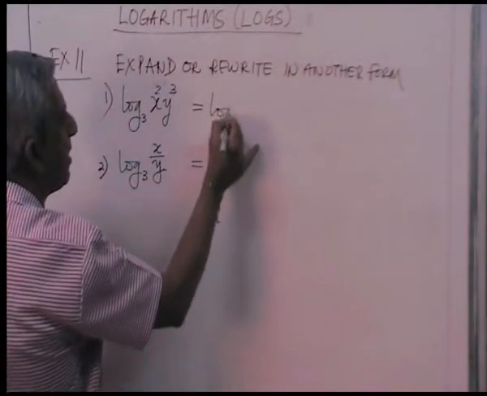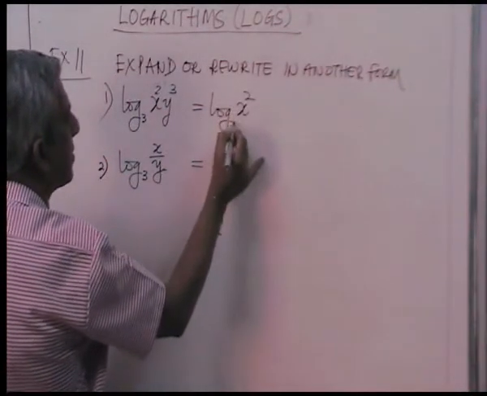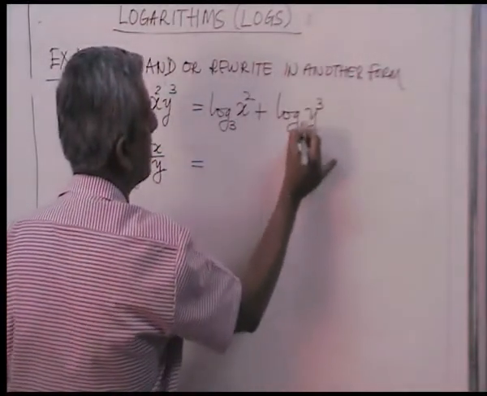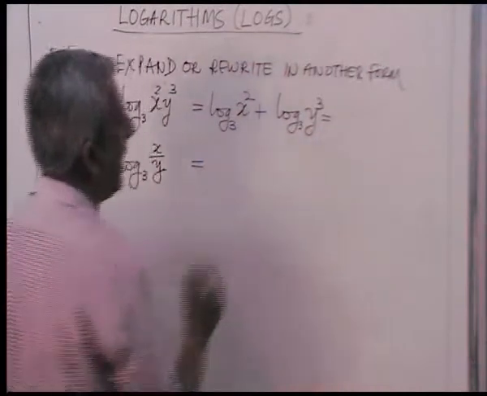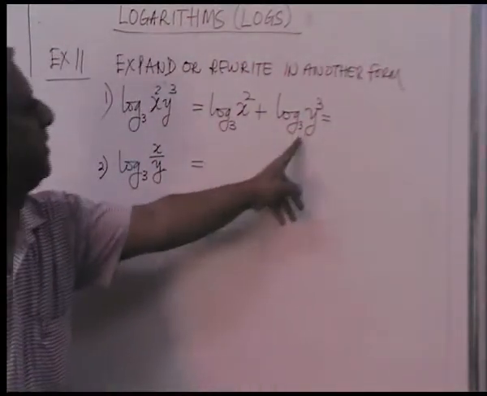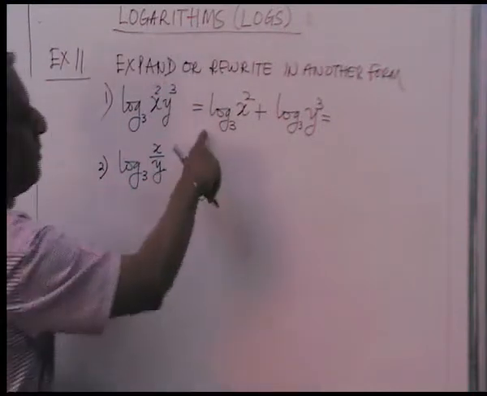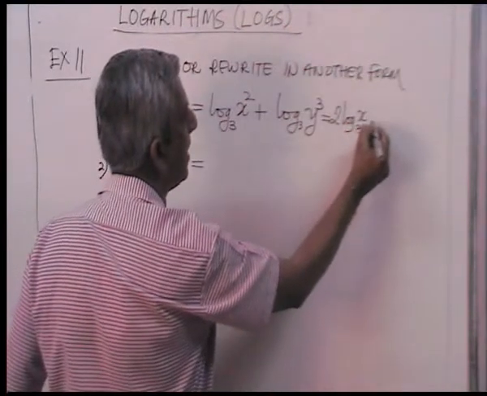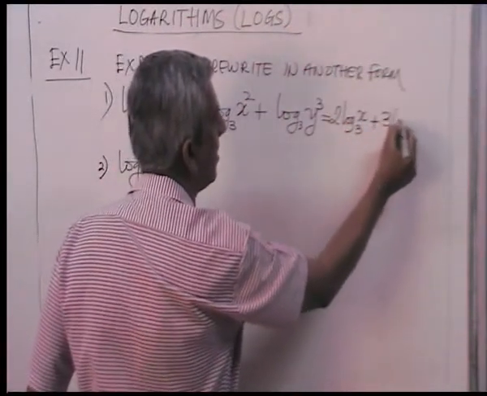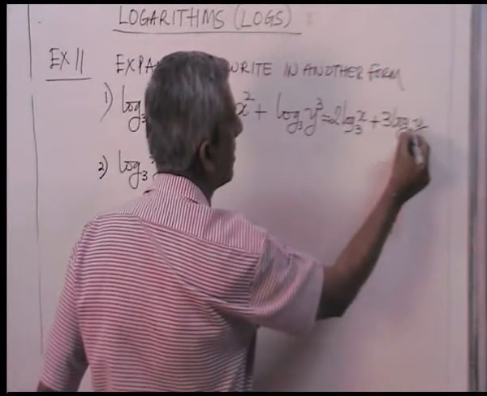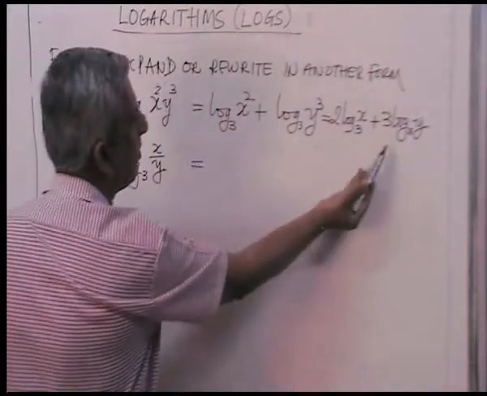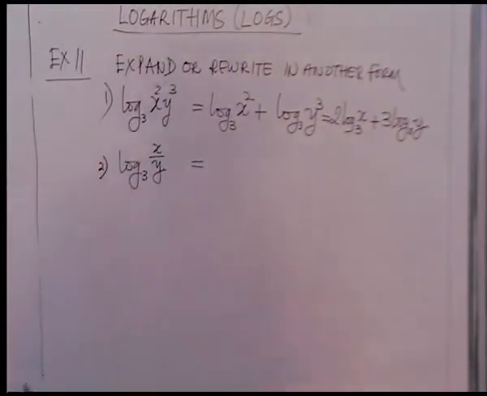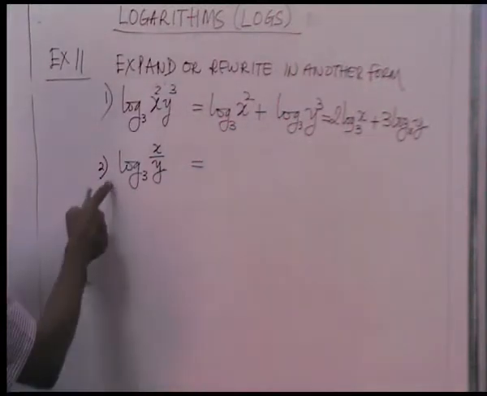So if I expand this, it will become log of x squared to the base 3 plus log of y cubed to the base 3. And if I wish to expand this further, then this part will become 2 log x to the base 3 plus 3 log y to the base 3. See, the second part here, I'm now bringing the index to the front in each case. That's what I did there. Right, this is the reverse.